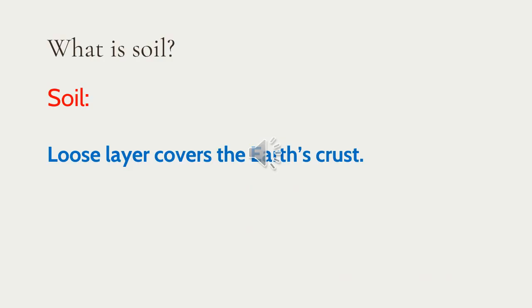Can anyone describe the soil? Super. The soil is the loose layer that covers the Earth's crust. Do you know what's meant by loose layer? Loose layer means we can separate between its components. And this loose layer covers the Earth's crust, which means the surface of the Earth. So the soil is the upper layer that covers the surface of the Earth.